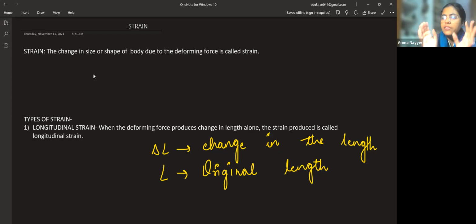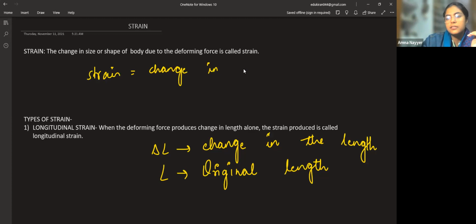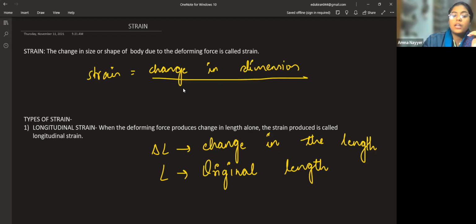See, in every case we had seen there was a change. Whether there was a change in angle, a change in the length, or a change in volume, every time there was a change produced. Why? Because we had deforming forces in our system. So similarly, here also you will be having deforming forces in your system. Deforming forces will produce a particular type of strain. So the strain is basically whatever is the change by the original, which was present before the change occurred. So strain is change in dimension by the original dimension.